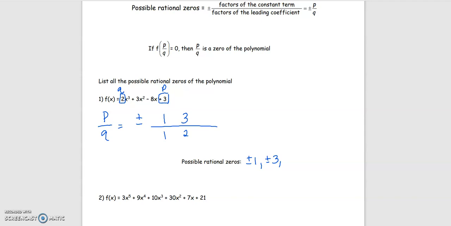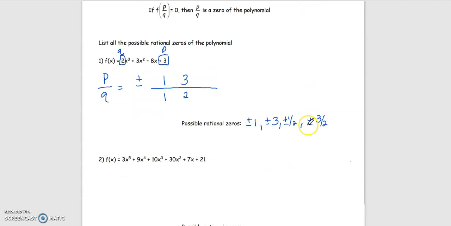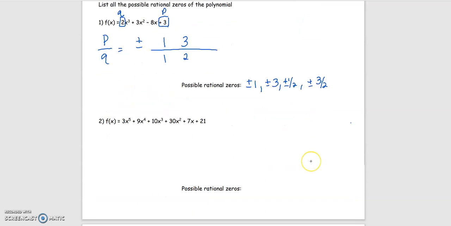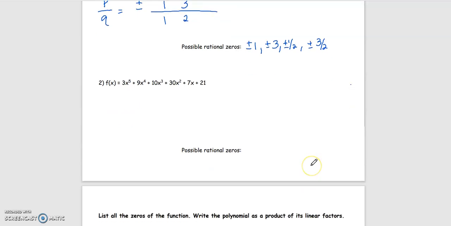Then I can take my 1 over 2, don't forget your plus minus, and then I can take my 3 over 2. And we're writing all of those combinations of each number over each number there with the plus minus in front. So those are all of my possible rational zeros for this polynomial here. So let's take a look at this next one.